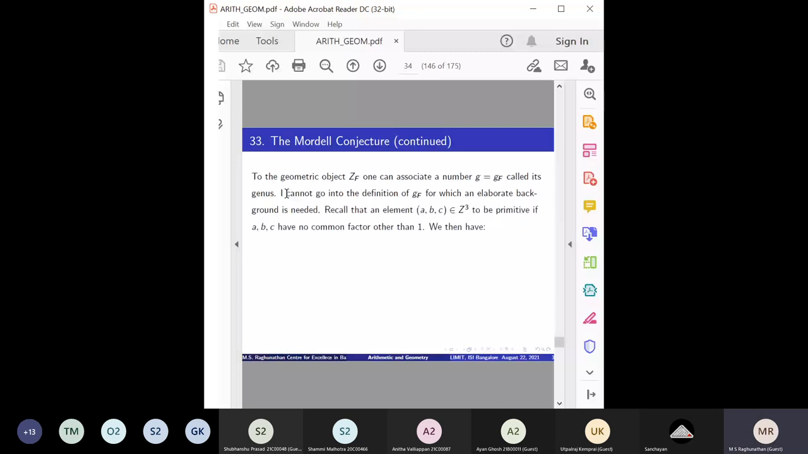There are similar things which you can associate to this geometric object Z_F, which is called the genus. I can't define it because it involves a little more elaborate background. Anyway, there is such a number, an integer, called the genus g_F. Recall that an element (a, b, c) in Z^3 is said to be primitive if a, b, c have no common factor. That's like what we did in the case of Pythagorean triples. We then have the following.